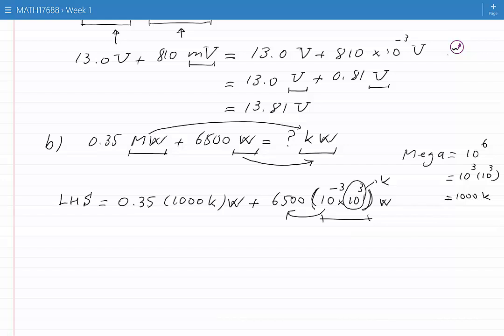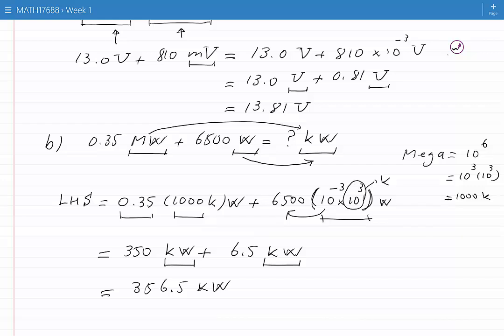So the left hand side therefore becomes, we can now multiply 0.35 into 1000. We will get 350 kilowatts plus, and 6500 times 10 to the minus 3, that's 6.5, and 10 to the power of 3 times watt would be kilowatt. Now that the units are the same and they're identical to the desired unit, which was kilowatt, we can add the two quantities. We will get 356.5 kilowatts.